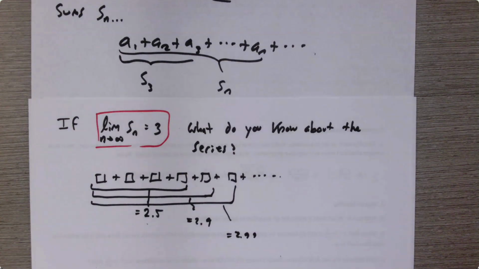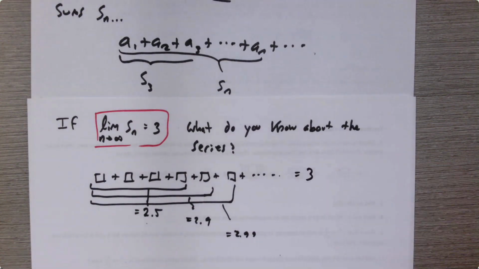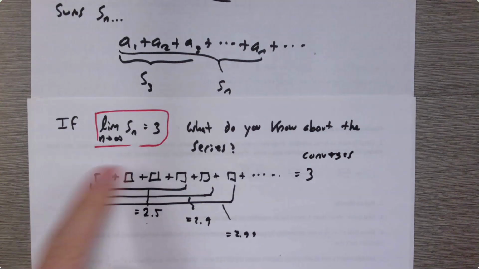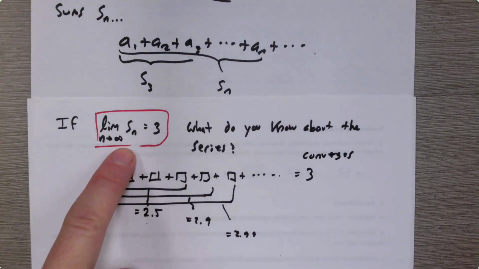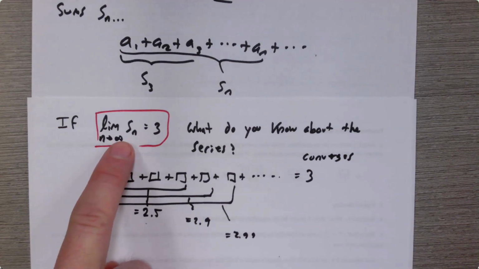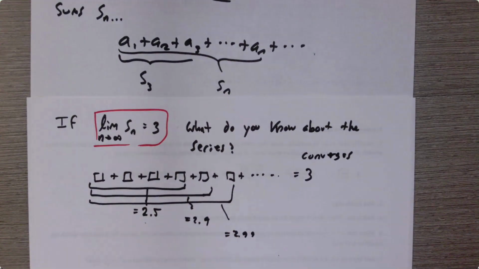So what do I know about the series? What I know is that it converges to 3, because this is the way that we defined convergence. We said that a series converges if its partial sums get closer and closer to a value. So we know that whatever the infinite series looks like, it converges to 3.